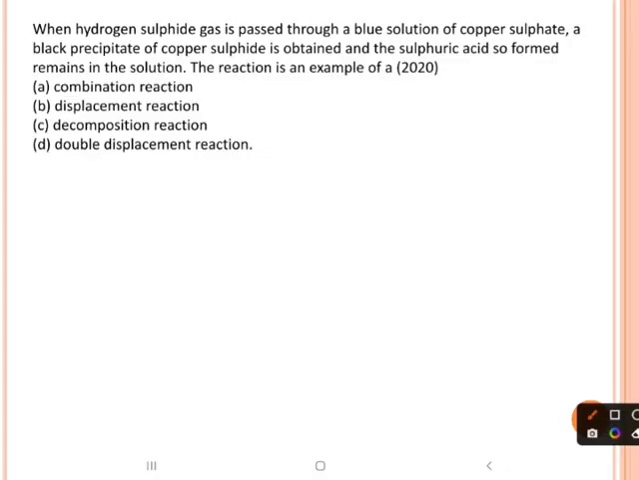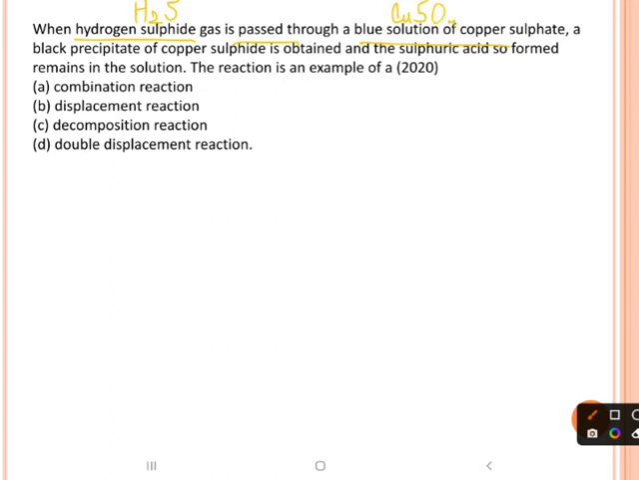When hydrogen sulfide gas, before doing anything, remember your previous class concepts, write the formula. H2S, what is the formula of H2S? H2S gas is this. So when hydrogen sulfide gas is passed through a blue solution of copper sulfate. Now what is copper sulfate? What is the formula of copper sulfate? The formula is CuSO4.